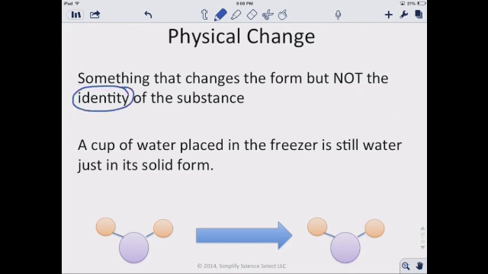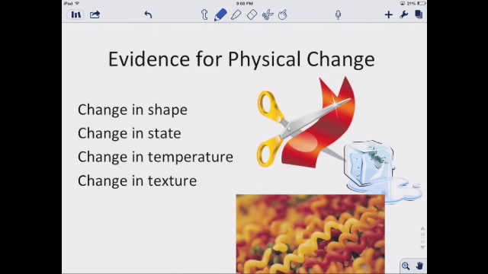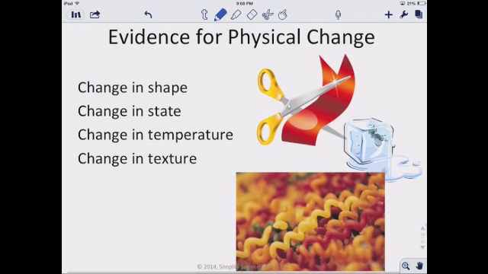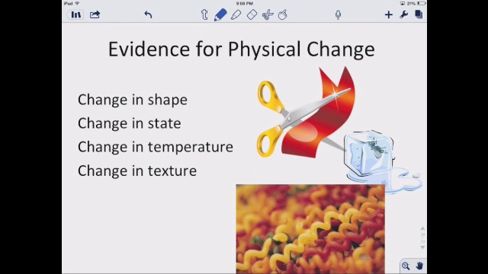If we place a cup of water in the freezer, is it still water when it turns into a solid? Well, yeah, it's still H2O. Chemically, it's H2O, and that would be our liquid, and then guess what? When it's a solid, it's still H2O. That's a physical change. We didn't change what it was. Now, evidences of a physical change: a change in shape, state, temperature, or texture.